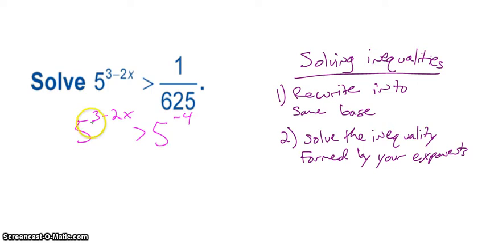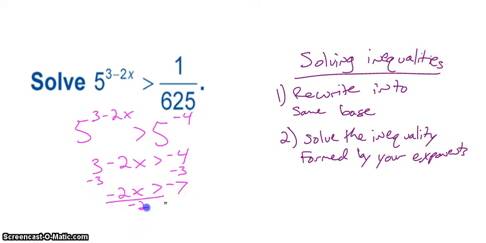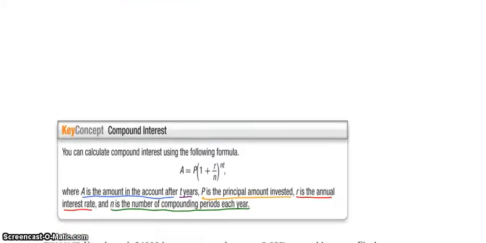My bases are now the same. I can set my exponents not really equal to each other, but pretty much just drop them down. I'll subtract 3 on both sides. Divide by negative 2. Recall when you divide by a negative number that you have to flip your inequality symbol. And we get x is less than 7/2. And that's our answer.